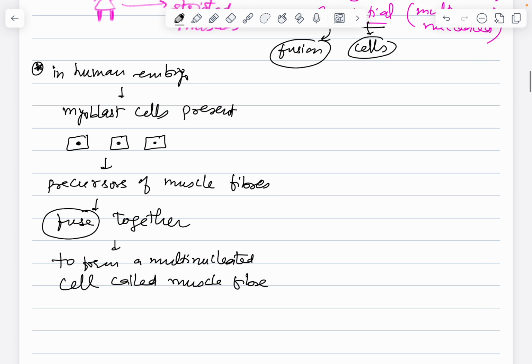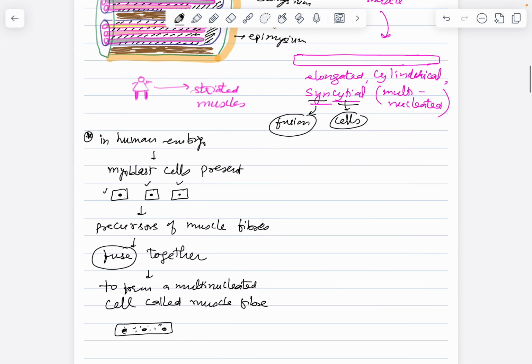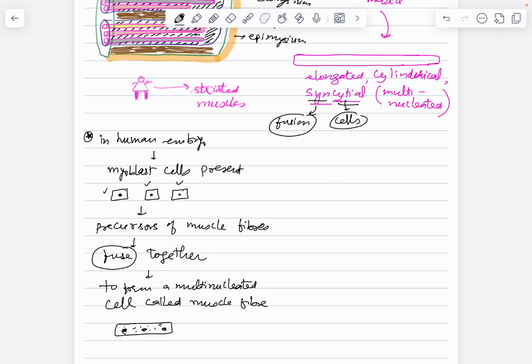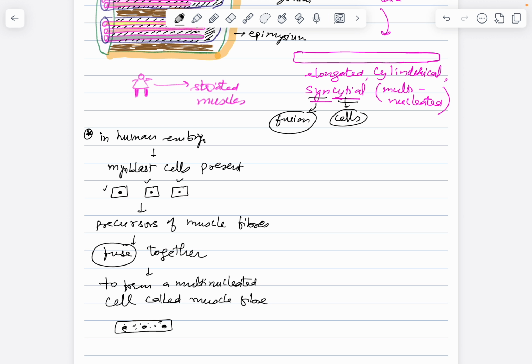So when I fuse this and this cell together, what do I get? This kind of a cell with how many nuclei in it? 3, and of course their common cytoplasm. This is your muscle fiber. Here, elongated, cylindrical, syncytial. So if I want to show the nuclei here, this is how I can actually show the nuclei.